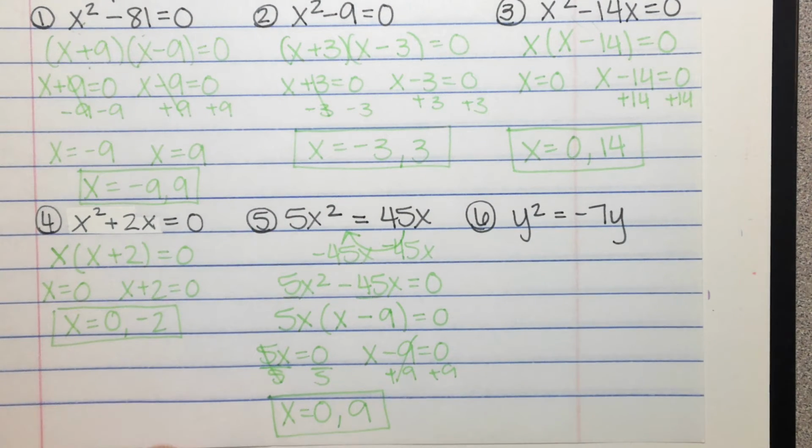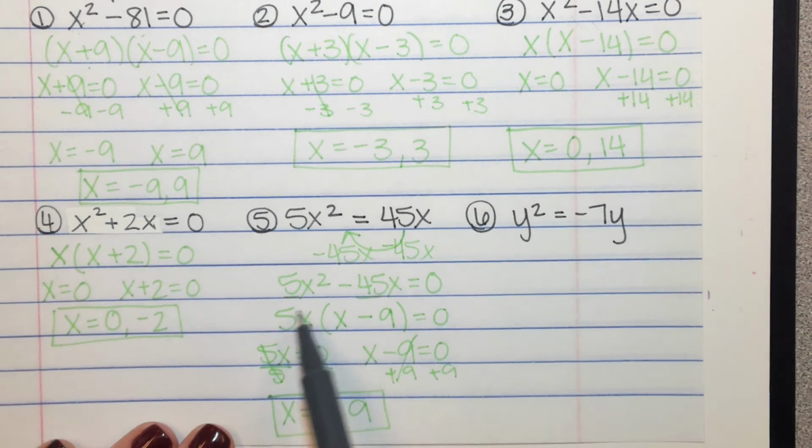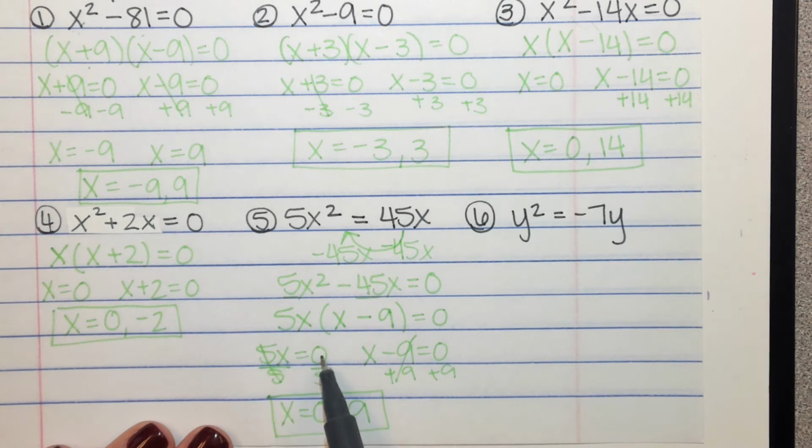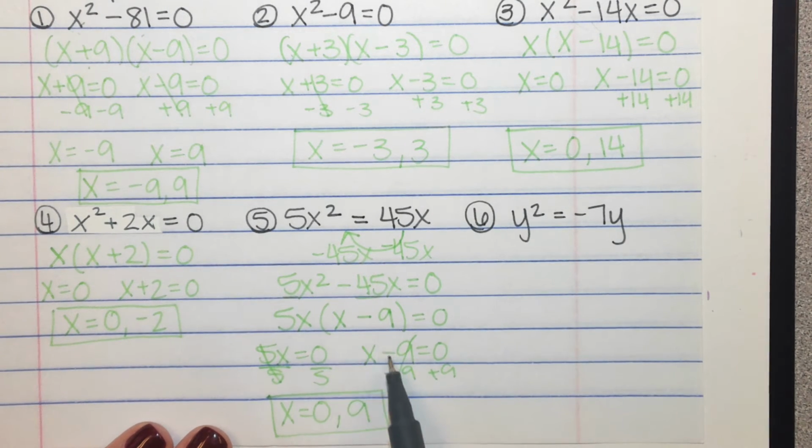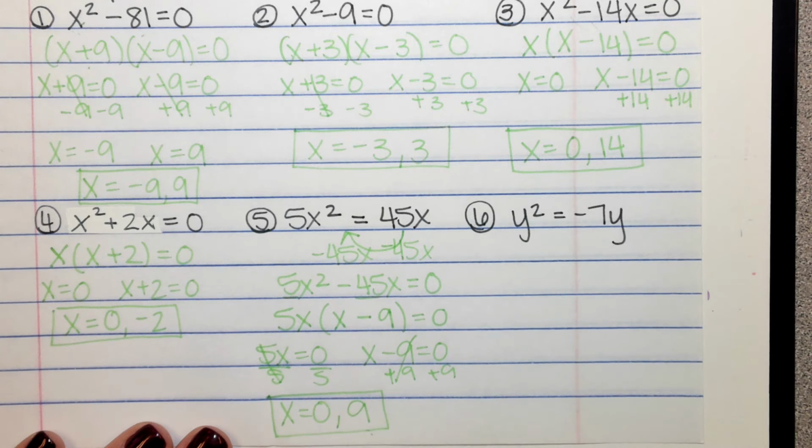Okay? So anytime you have a coefficient on x or just x equals 0, that solution is 0. Okay? And when you have the addition or subtraction, your solution is the opposite. So pause the video, try number 6, see what you can do.